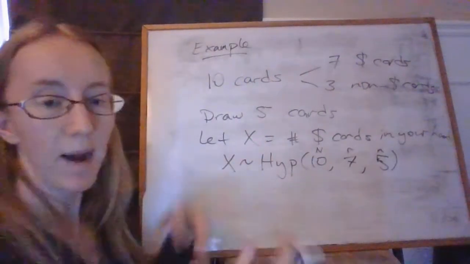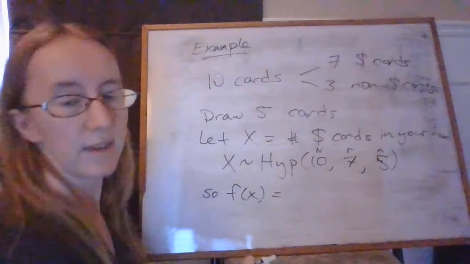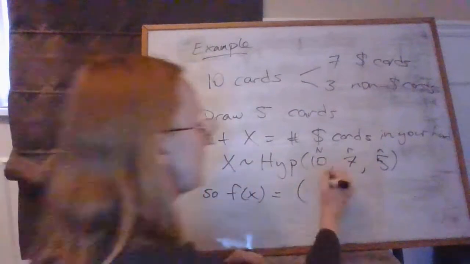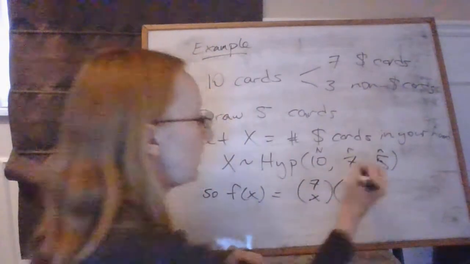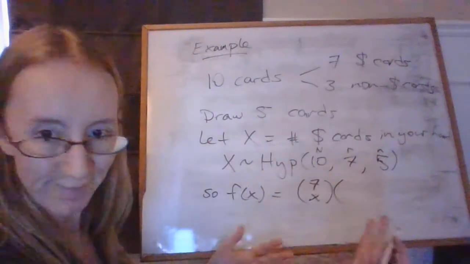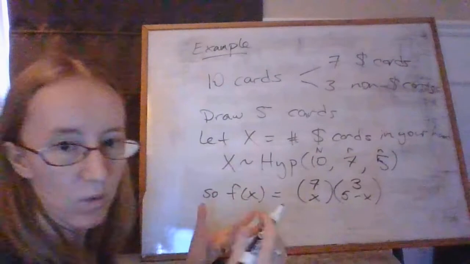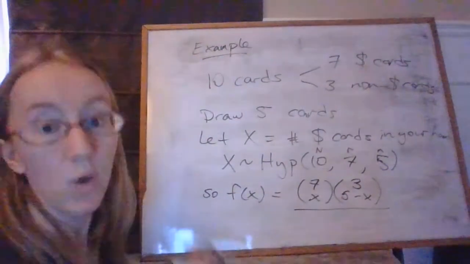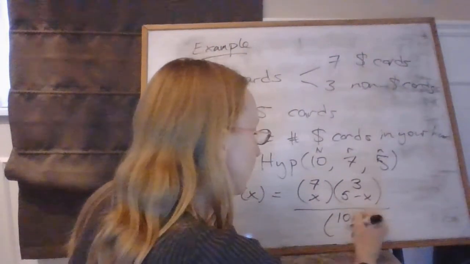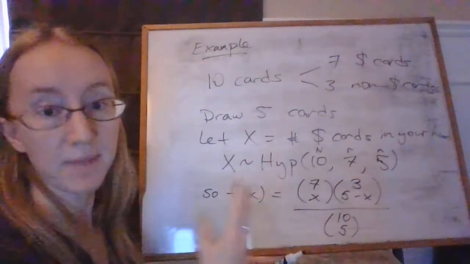That means the probability function, f of x, for this particular random variable is going to be, well, we need to choose x of the 7 successes, so 7 choose x. We need to choose 5 minus x of the 10 minus 7 failures, so 3 choose 5 minus x. And as a whole denominator, that's the total number of ways to draw this opening hand. There's 10 cards and we're picking 5 of them, so there's 10 choose 5 ways to do that. So we could calculate this for each possible value of x.